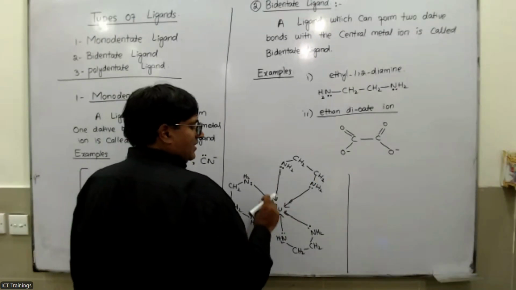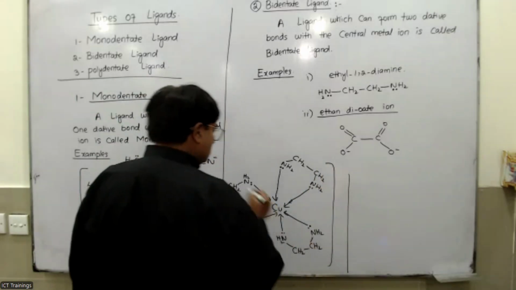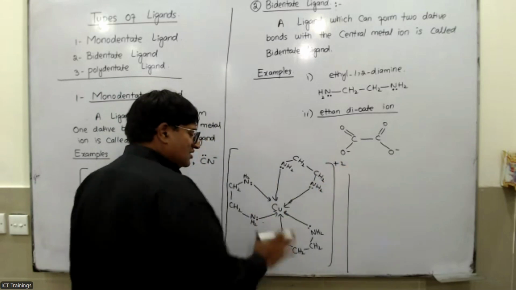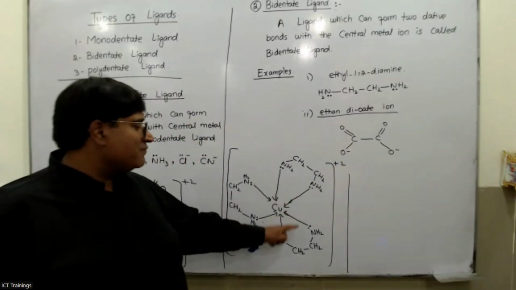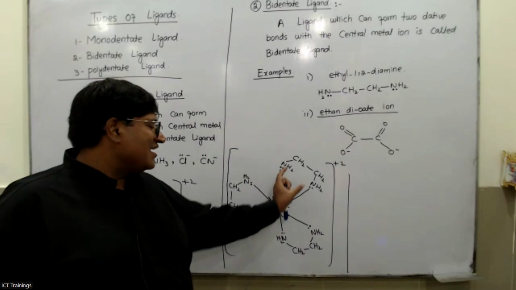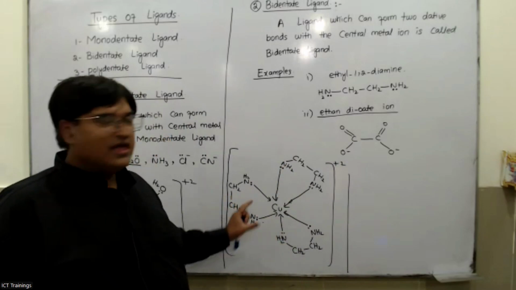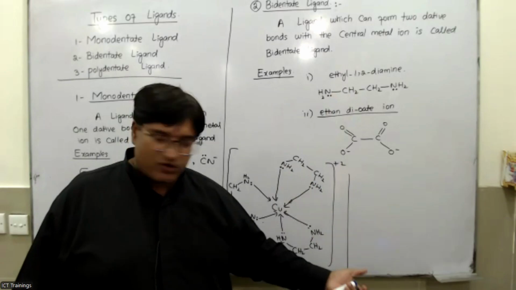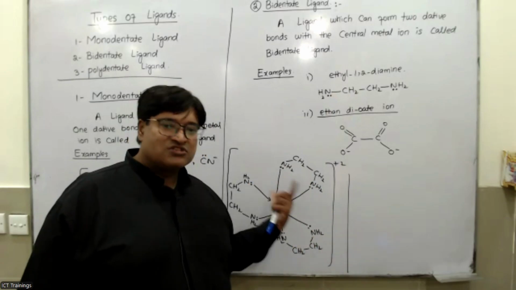So copper +2 charge would come on this whole species. On this complex, if you see, the 6 dative bonds are formed and only 3 ligands are involved. Why? Because this is the bidentate ligand. Every ligand can form 2 dative bonds. So 6 dative bonds are being formed.